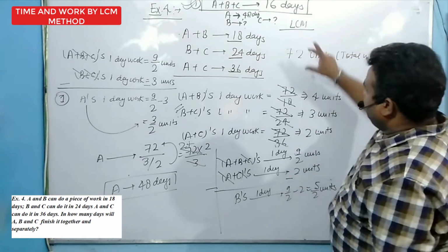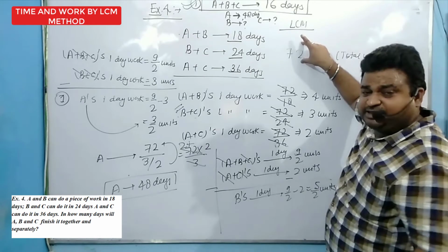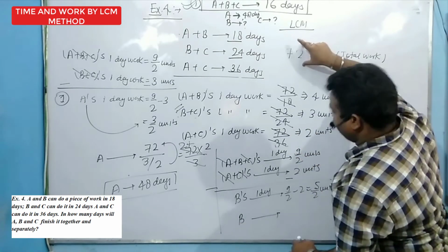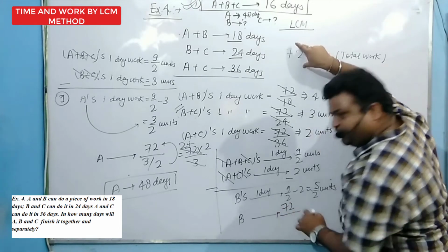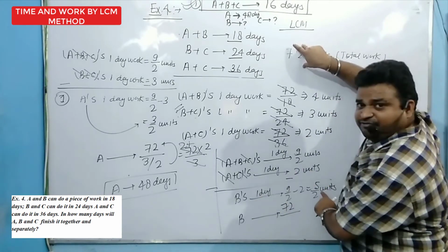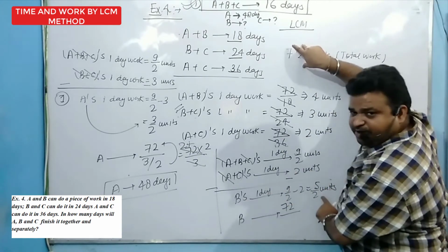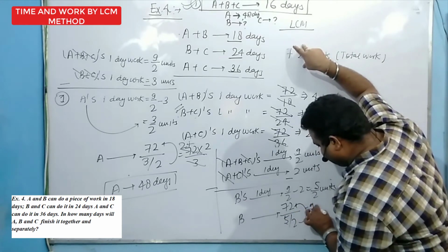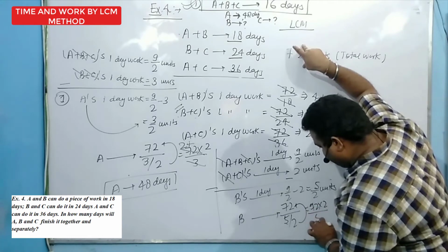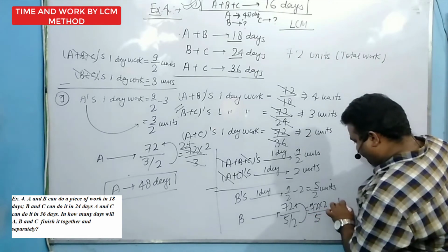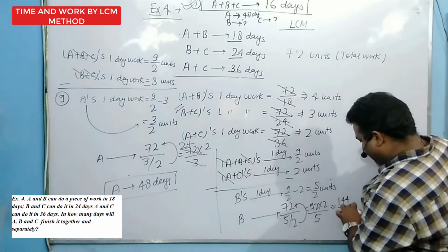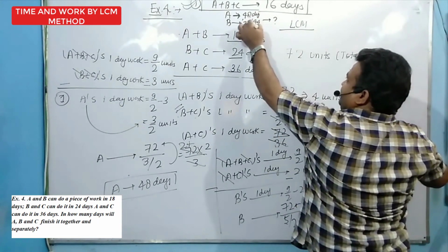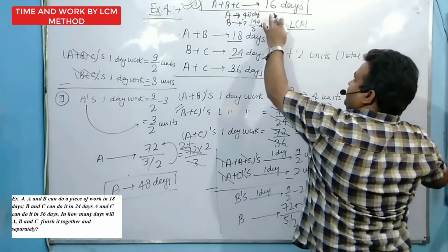Okay. Total unit कितना बनना है उसको? 72 units is my total work. So how many days does B take to complete these 72 units? 72 units need to be completed, and every day B manufactures 5 by 2. So if I divide, you will get B's completion date. So this is 144 divided by 5 days. So B takes 144 divided by 5 days to complete the job.